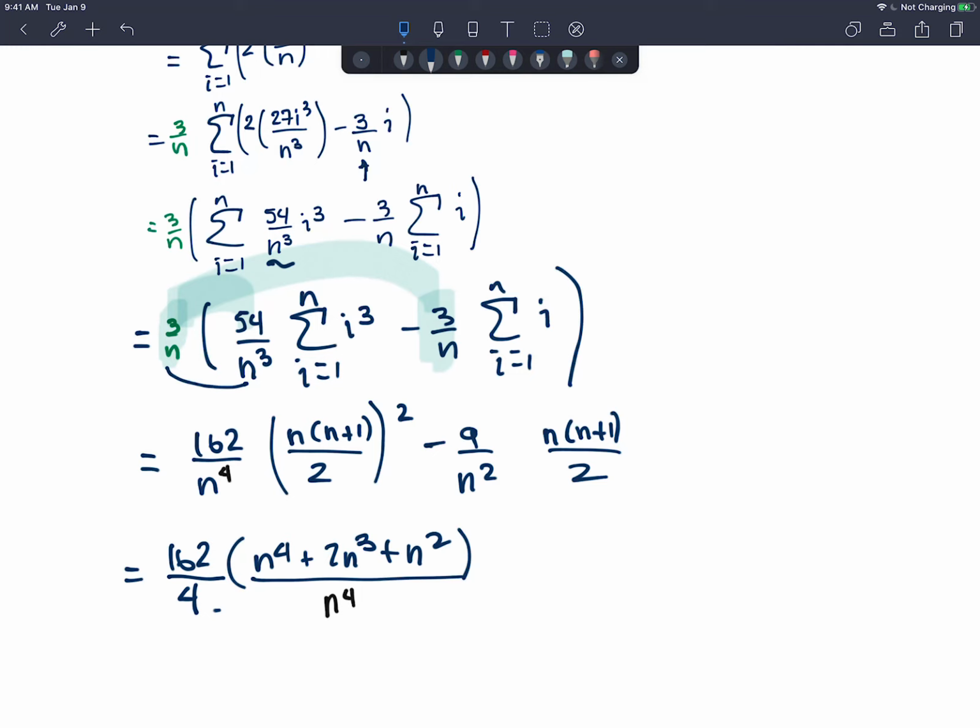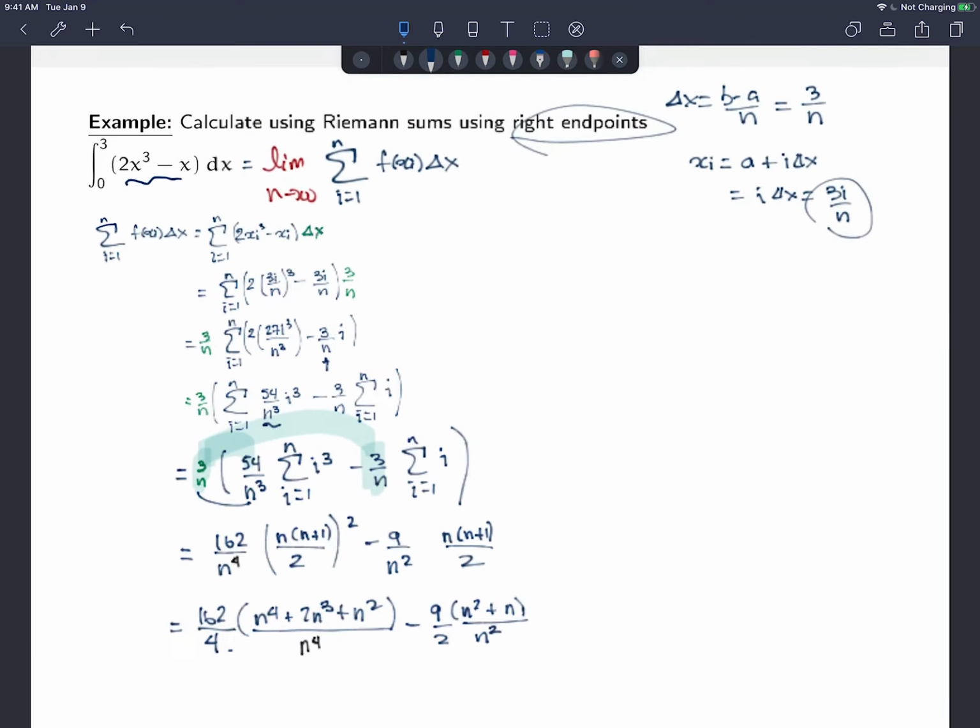Okay, now on this side, I have n squared plus n, right? Which I can write like a 9 times n squared plus n. And then I can put the 2 over here and leave the n squared over here. So there we go. This is our last expression that we have for now. So this is the value of the sum.